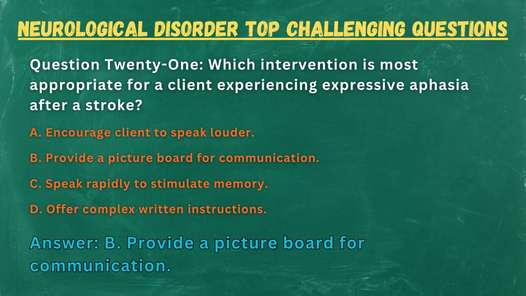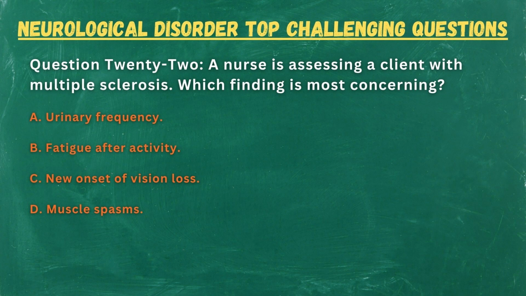Answer: B. Provide a picture board for communication. Question 22. A nurse is assessing a client with multiple sclerosis. Which finding is most concerning? A. Urinary frequency. B. Fatigue after activity. C. New onset of vision loss. D. Muscle spasms.